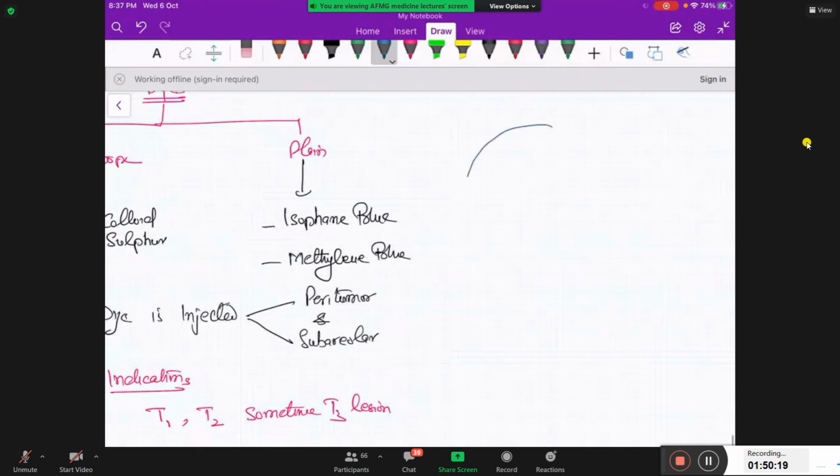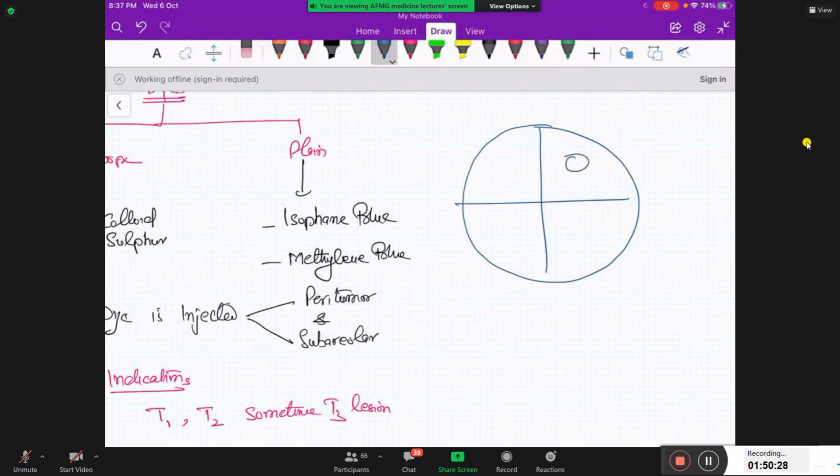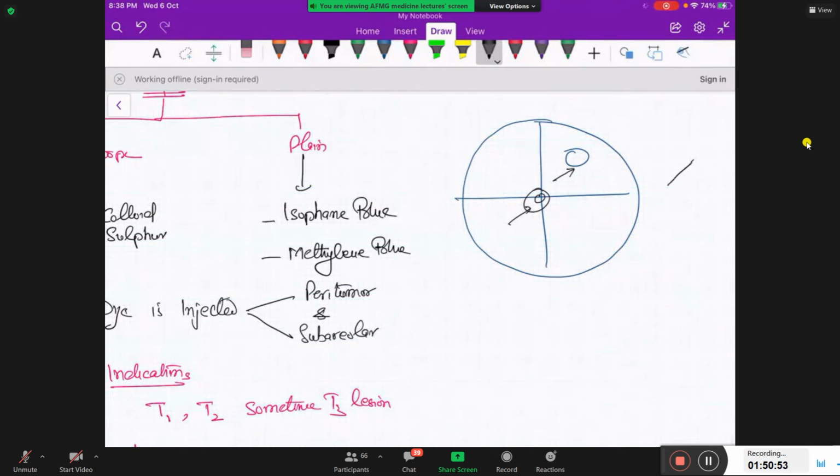What we do is, we have this lump. This all is happening in the OT. Everything is happening in the operating room. This is a lump. Okay, we inject a dye. We inject a dye, peritumor and subareolar. This is nipple-areolar complex. We inject a dye in the peritumor region and a subareolar region, right? And now this dye is injected, and now we will give a small incision in the axilla. We will just give a small incision in the axilla.